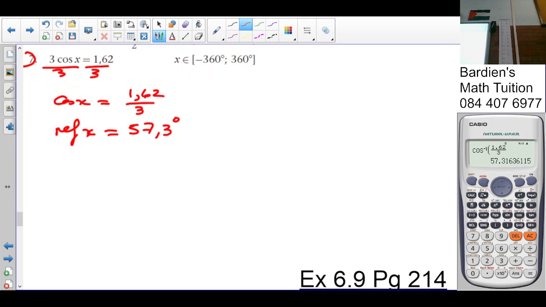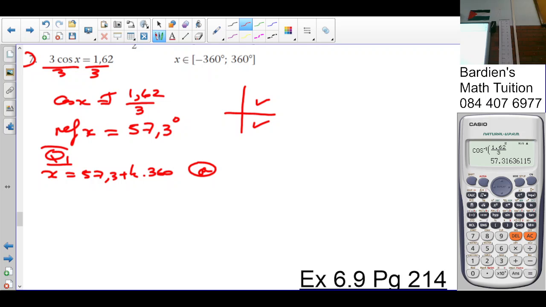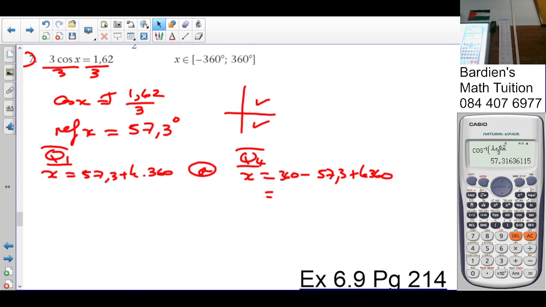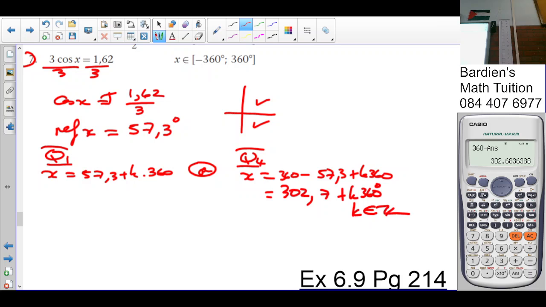Okay, so the question that comes to mind is which quadrant is cos positive? 1 and 4. So quadrant 1. So x is equal to 57,3 plus k times 360. Or quadrant 4. X is equal to 360 minus 57,3 plus k times 360. So that's going to give us 360 minus that answer, 302,7 plus k times 360. K is an element of integers.